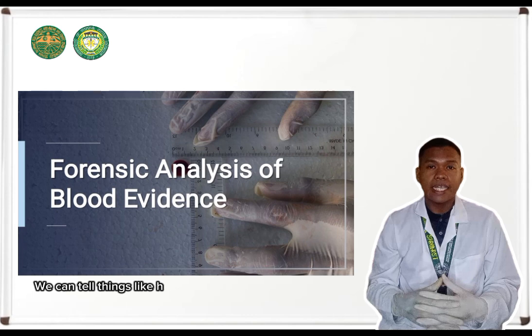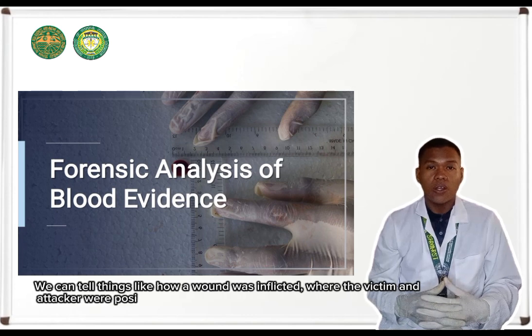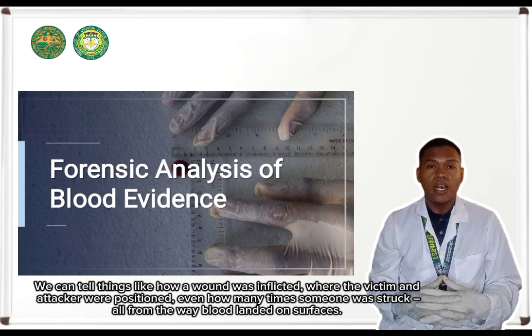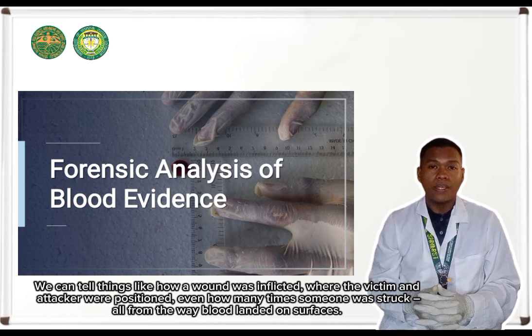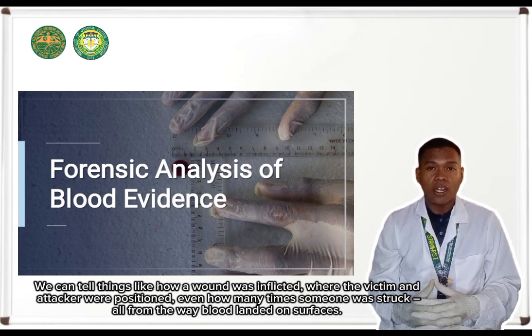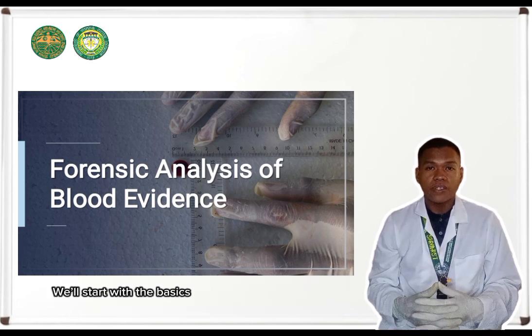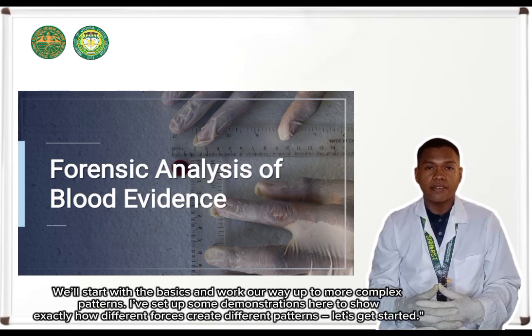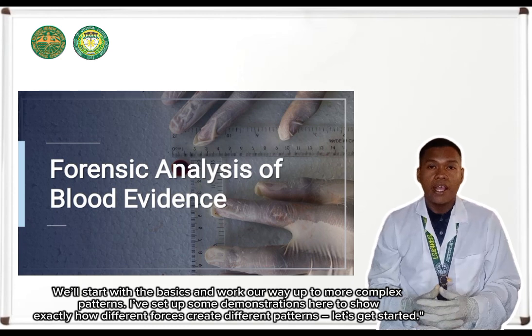We can tell things like how a wound was inflicted, where the victim and attacker were positioned, even how many times someone was attacked, all from the way blood landed on the surface. We've started with the basics and worked our way up to more complex patterns. We've set up some demonstrations here to show exactly how different forces create different patterns. So let's start.